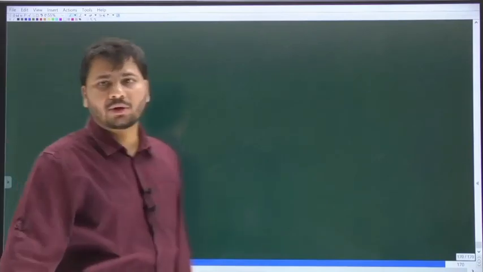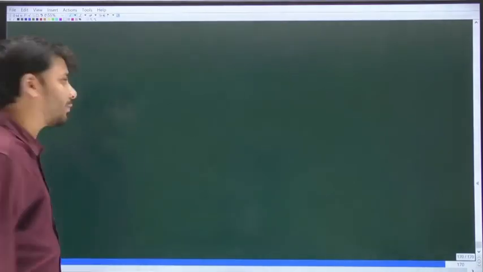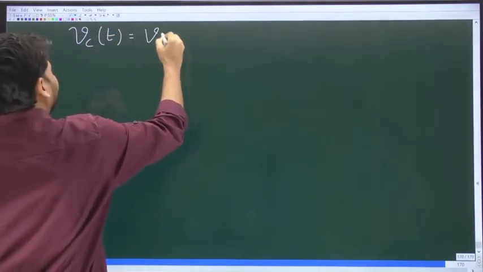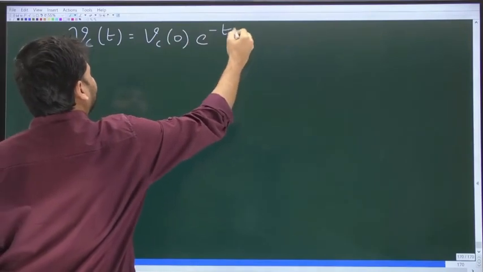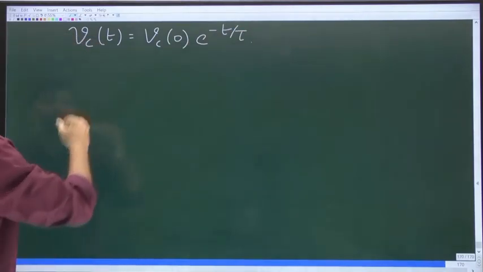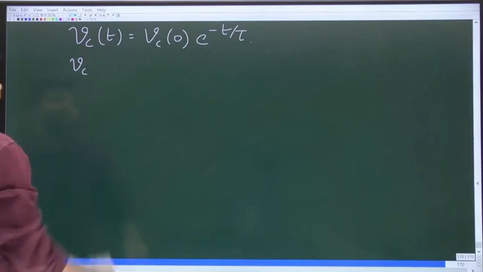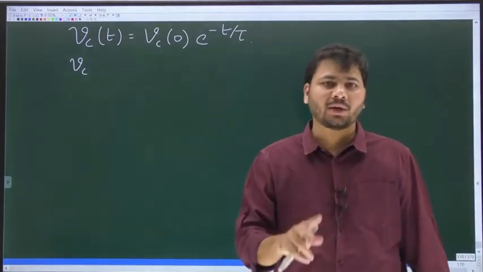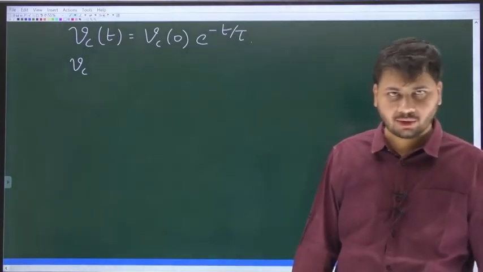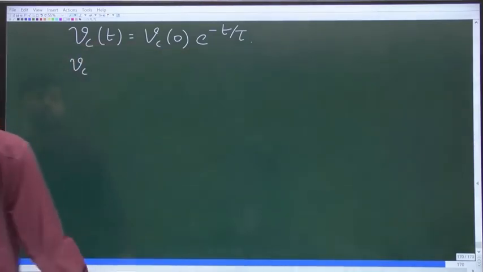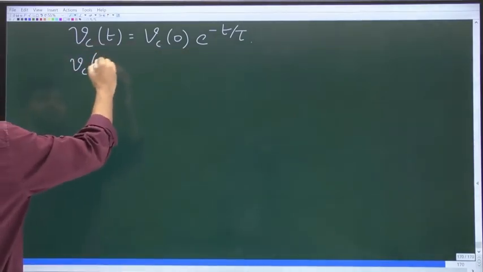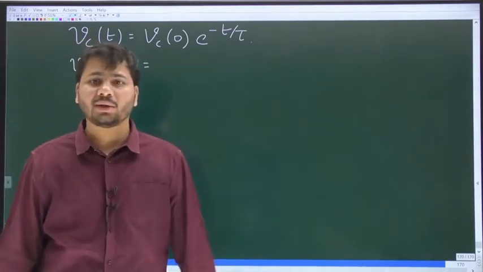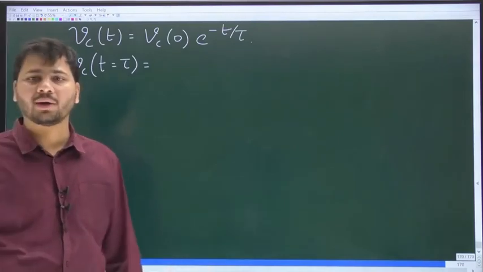So again, for the source-free case, what did we get for Vc of t? Let me write that equation again. Vc of t is Vc of 0 into e power minus t by tau. Now let us write the values of Vc at 1 time constant, 2, 3, 4, and 5 time constants. So what is the value of the voltage across the cap after 1 time constant?